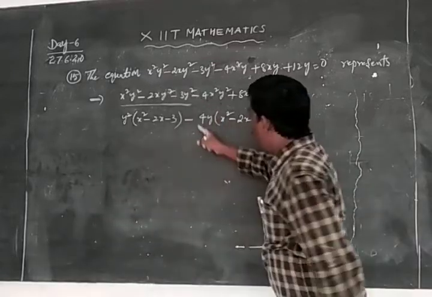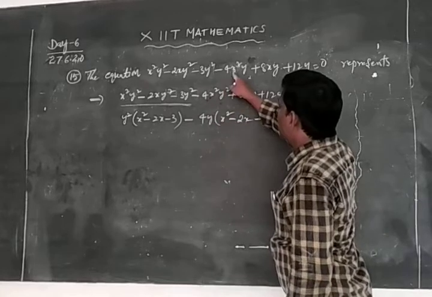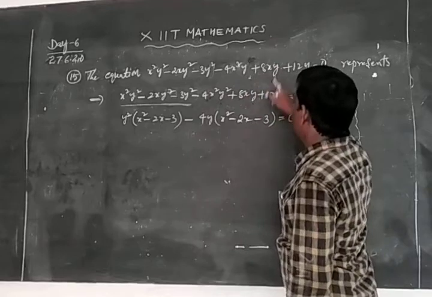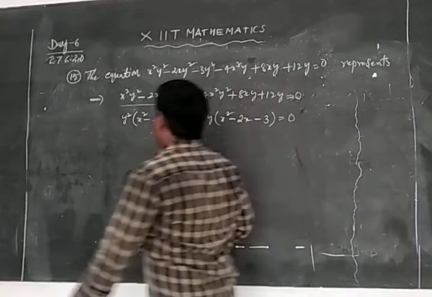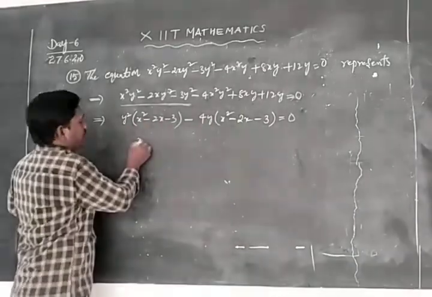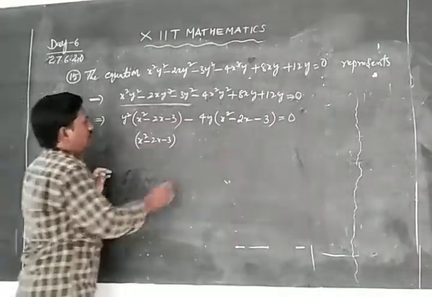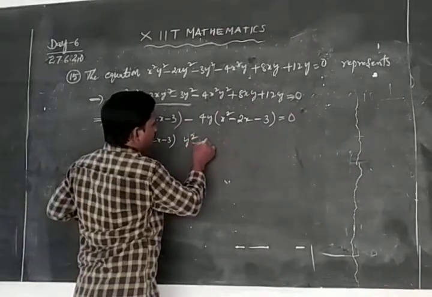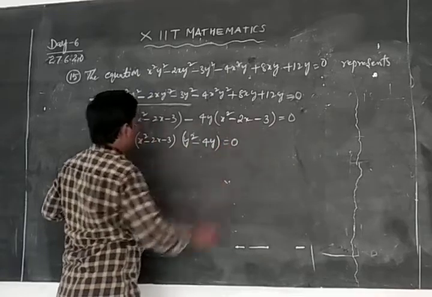Look at once: 4y into x square, minus 4y into x square is minus 4x square y; minus into minus plus, 4y into 2x is 8xy; minus into minus plus, 4y into 3 is 12y. So observe what is the common expression here? x square minus 2x minus 3 is the common expression, and the remaining is y square minus 4y equal to 0.